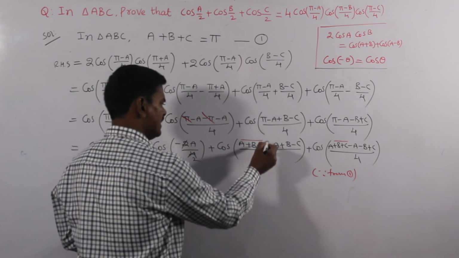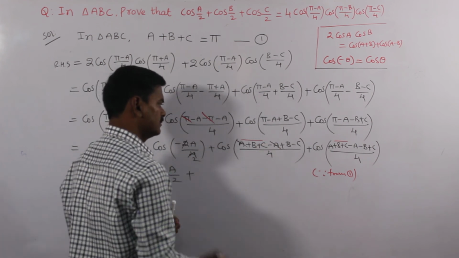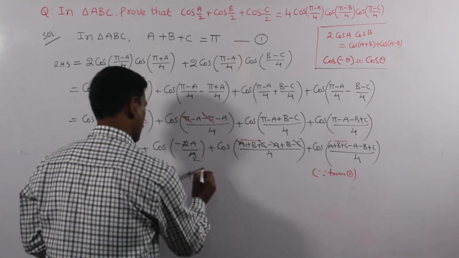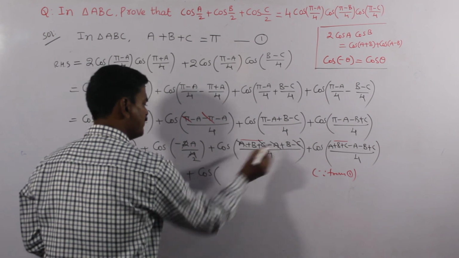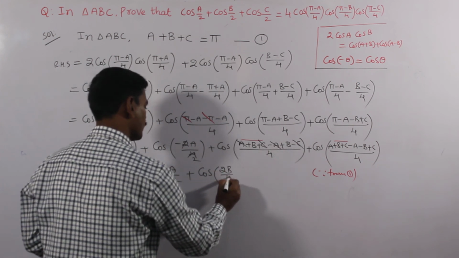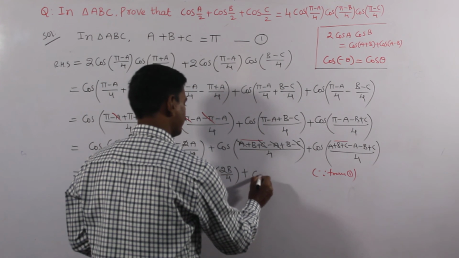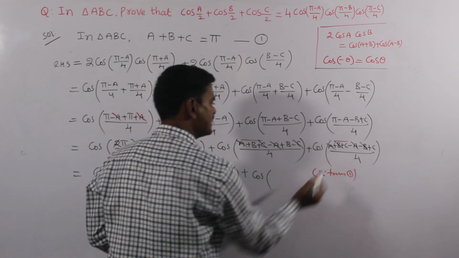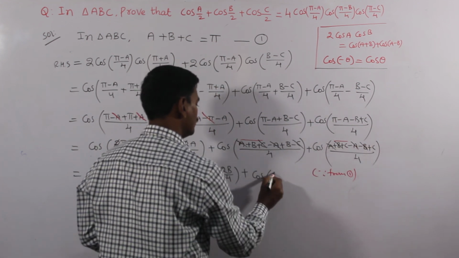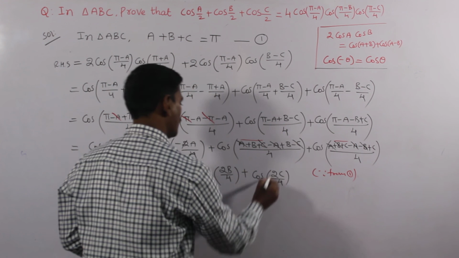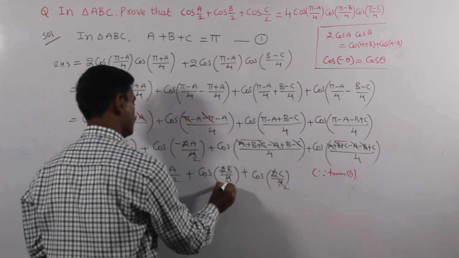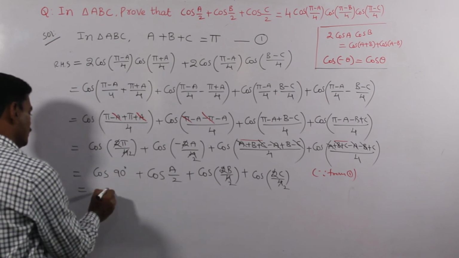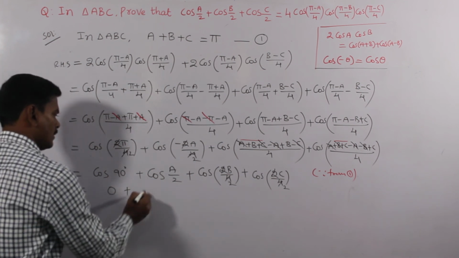Plus, here minus a plus a can be cancelled, minus c plus c can be cancelled. So cos of b plus b, 2b by 4, plus cos of, here minus b plus b and minus a plus a cancel, so we are left with c plus c, 2c by 4. Now 2 ones are 2, 2 twos are 4. So cos 90 degrees, value known as 0. 0 plus cos a by 2.